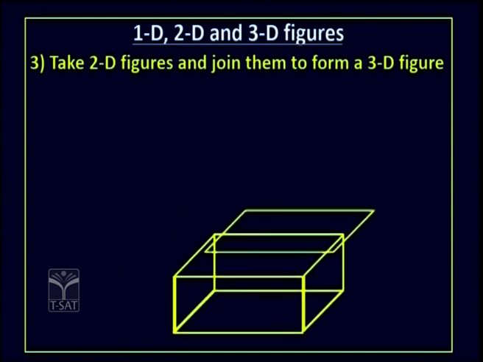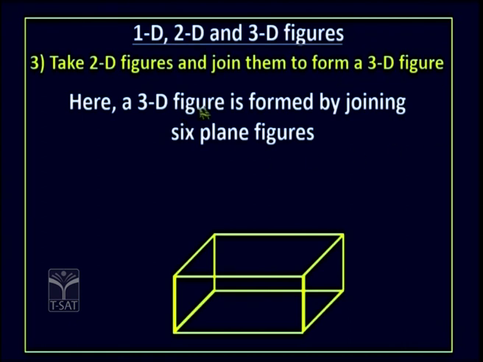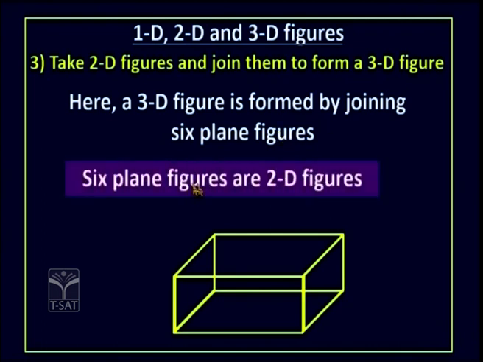Now, the object which is formed is a 3D shape. So, here a 3D figure is formed by joining 6 plane figures. The 6 plane figures are 2D figures. Children, before joining we had taken 6 plane figures, right? Those are 2D figures, but after joining you get an object which is a 3D figure.